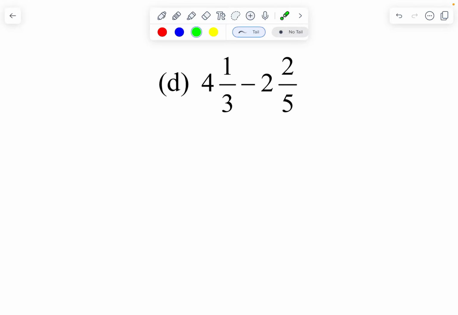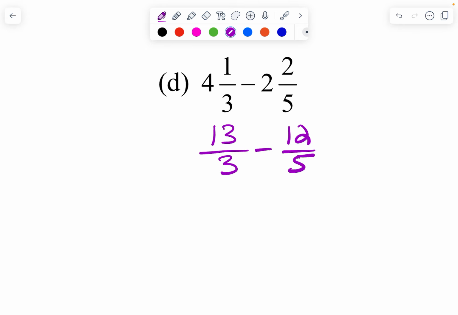So as far as 4 1/3 goes, we're going to take the whole number times the denominator and then add the numerator. So 4 times 3 makes 12. 12 plus 1 is 13 over 3. So 13 over 3 is the improper fraction equivalent to 4 1/3. We're going to do the exact same thing for 2 2/5. So whole number times the denominator, and then add on the numerator. So 2 times 5 is 10. 10 plus 2 makes 12 over 5.